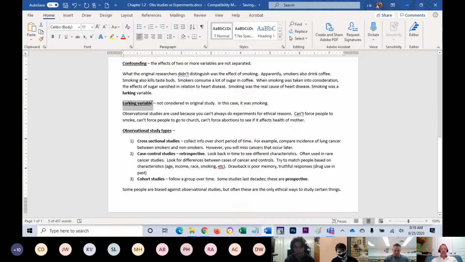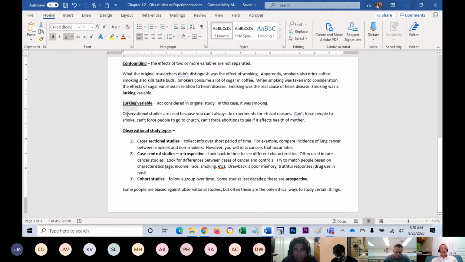My favorite definition of a lurking variable is what you forgot to include in your study. Or a better way to put it, a lurking variable is a variable that was not considered in the original study. In this case, it was smoking. Smoking wasn't considered, so smoking was the lurking variable. Lurking variables and confounding always go together. They're always linked. Confounding means two or more variables aren't separated. In this case, sugar was not separated from smoking, and smoking would be considered the lurking variable. Whenever you have confounding, you have lurking variables present. Okay.